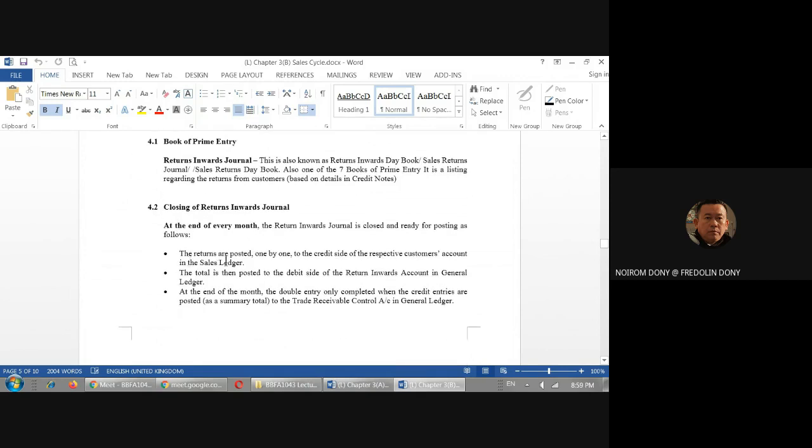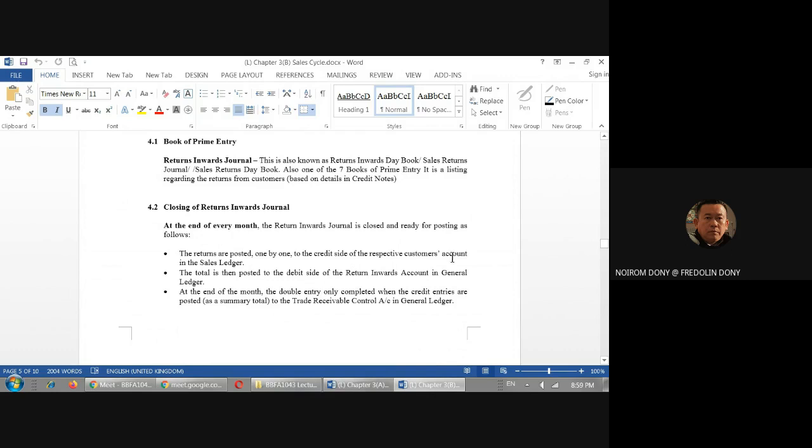Okay. So the returns are posted one by one. This one is single entry to the credit side of the respective customer account in the sales ledger. Why credit side? Because of the effect of return inward on trade receivable. When the customer returns the goods to the business, the amount the individual trade receivable owes to the business becomes lesser. So this is the debit item, meaning it should be on the credit side.